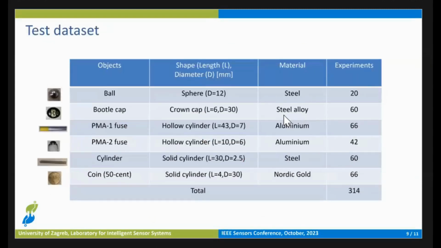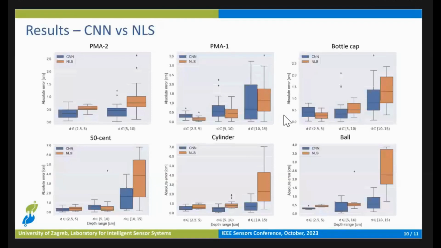The test dataset which is used contains objects of different sizes, shapes, and material properties. In total, 314 measurements. Experiments are done to evaluate the performance. And here are the results: a comparison of the proposed CNN-based model and the nonlinear least squares method. The first two figures show the PMA2 and PMA1 fuse, which are hollow cylinders having the same geometry but different sizes. And those are non-magnetic.